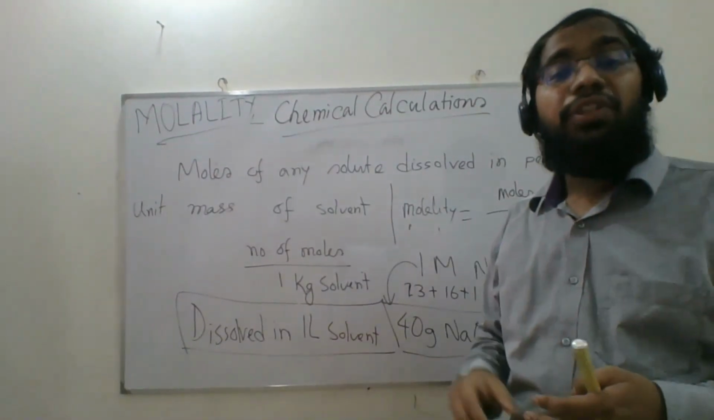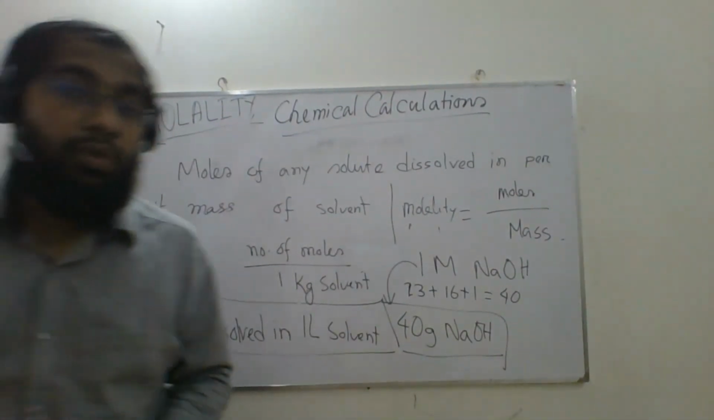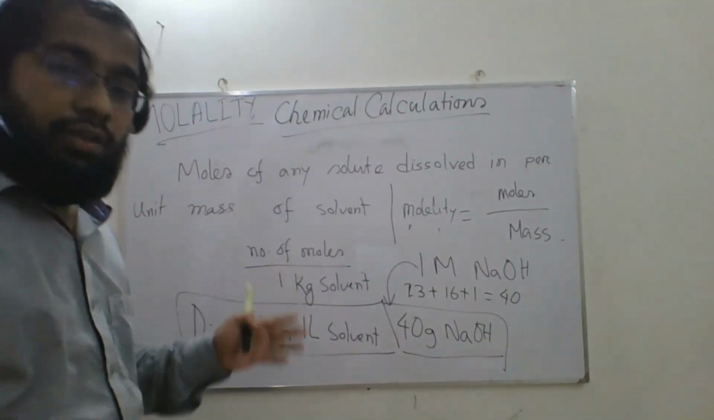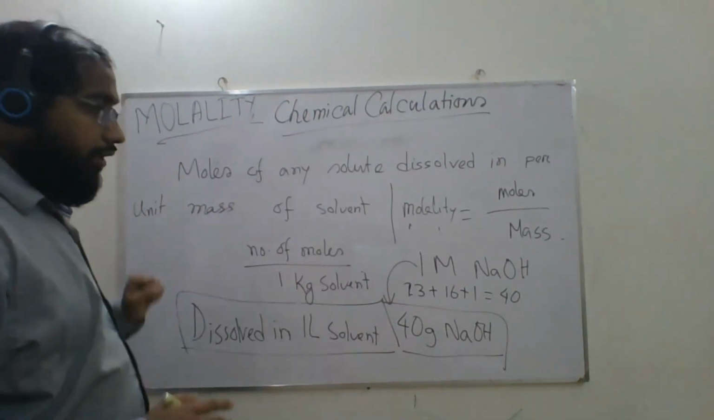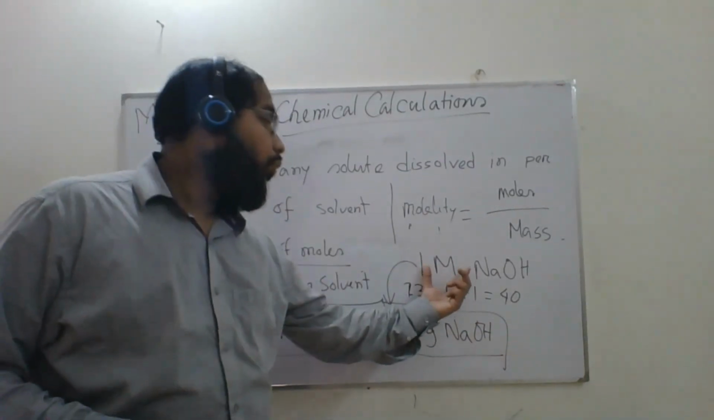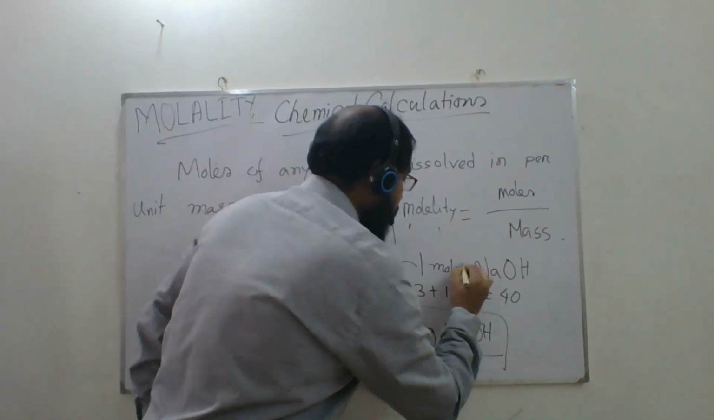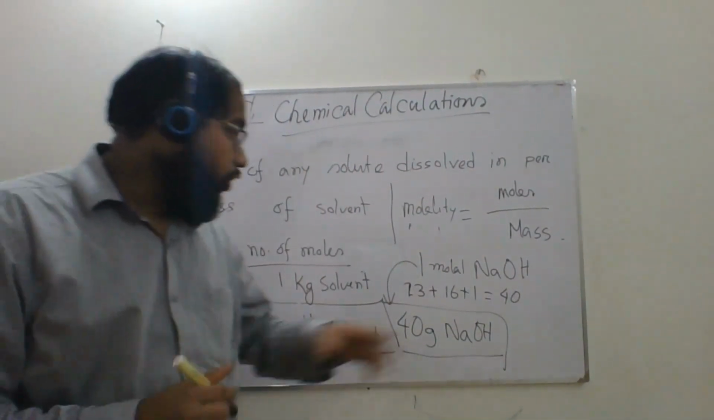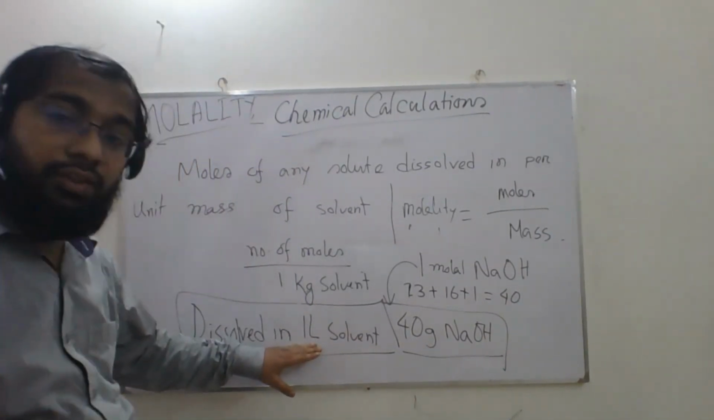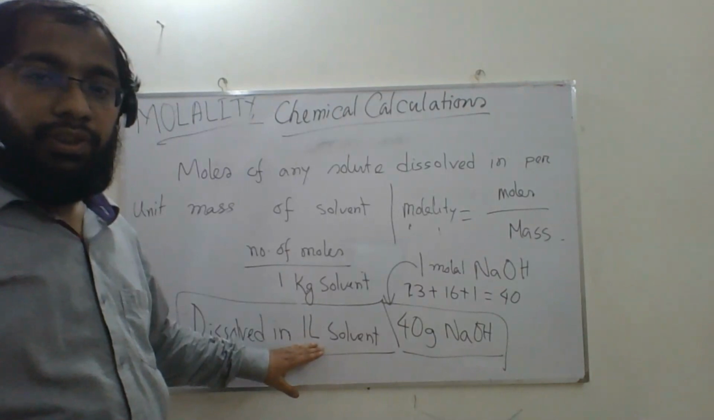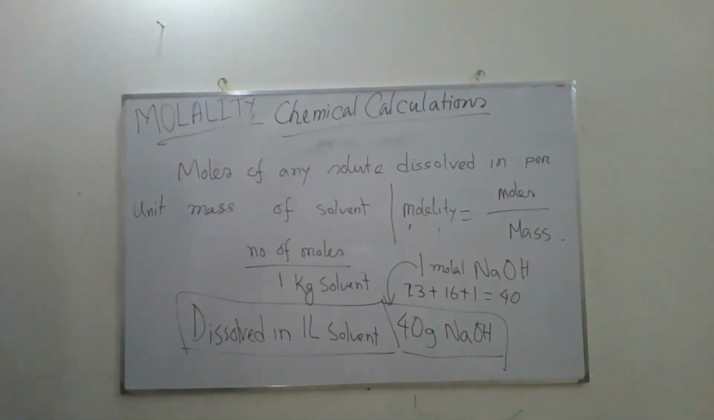Now why do we need molality? What is the difference? If we go to physics, there is a relationship between the volume and the mass. If I want to prepare one molal, not molar, sodium hydroxide, then I need to dissolve 40 gram of sodium hydroxide not in 1 liter solvent, but in 1 kg solvent. This is the difference between molarity and molality.